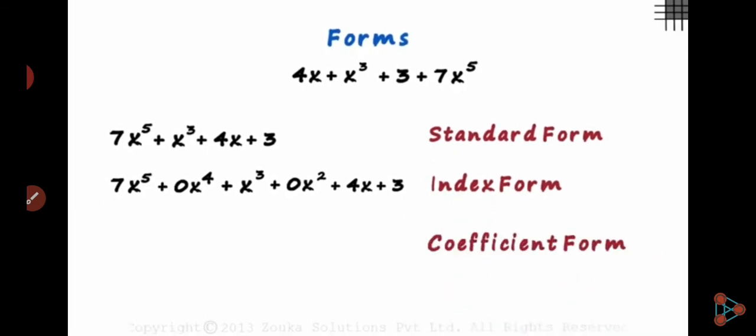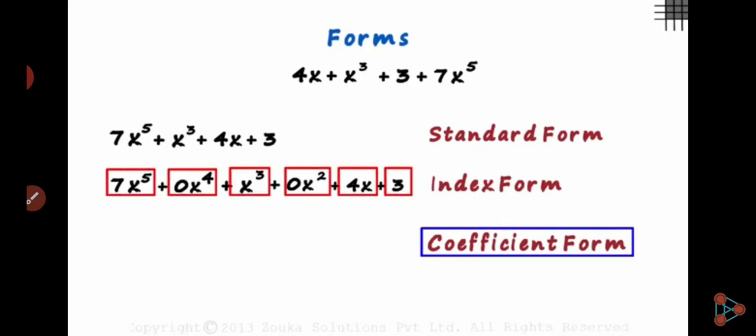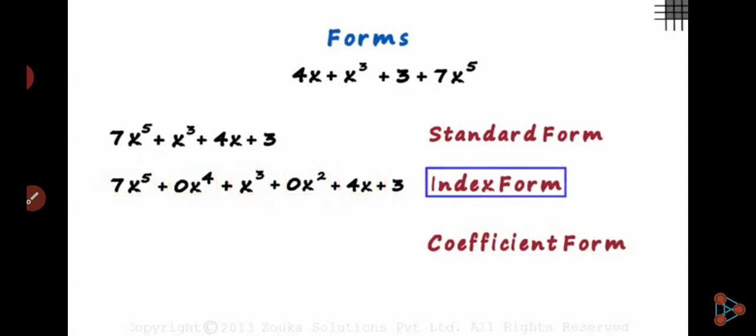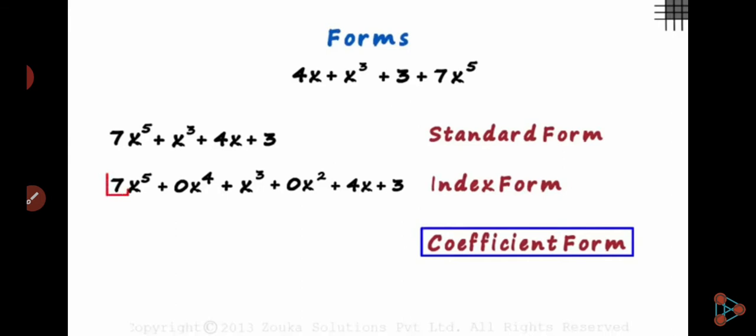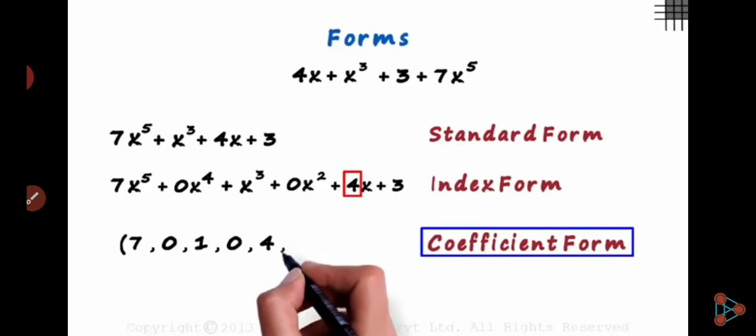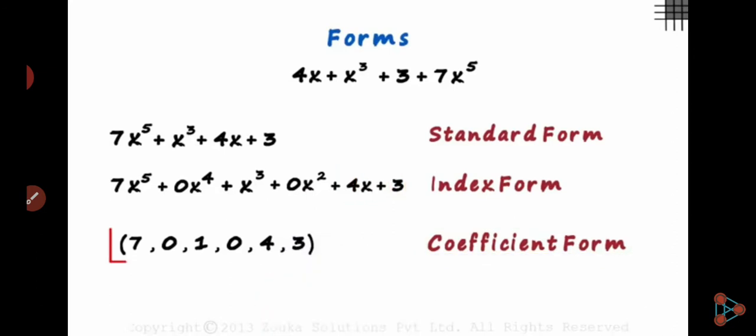What are the coefficients of this algebraic expression? So x to the power 5, what coefficient do you see, beta? 7. So 7 is the coefficient of x to the power 5, 0 is the coefficient of x to the power 4, and 1 is the coefficient of x to the power 3. Understand? Here 1, then 0, then 4, then 3. So when you write this form 7, 0, 1, 0, 4, 3, it is called coefficient form.